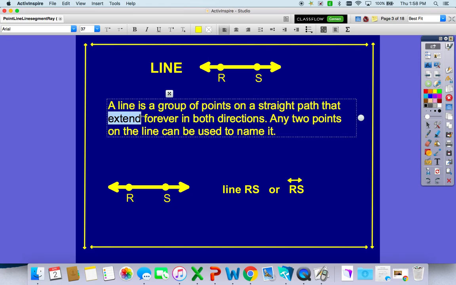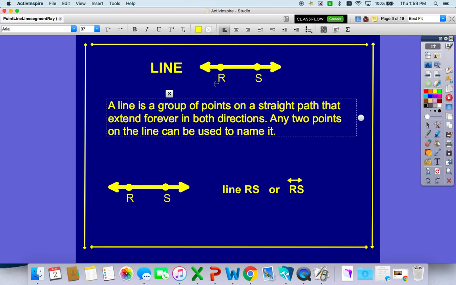A line is a group of points on a straight path that extends forever in both directions. I want to mention that a line goes on and on. There are no end points. Any 2 points on the line, however, can be used to name it.